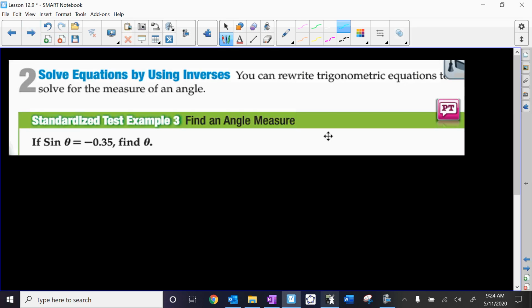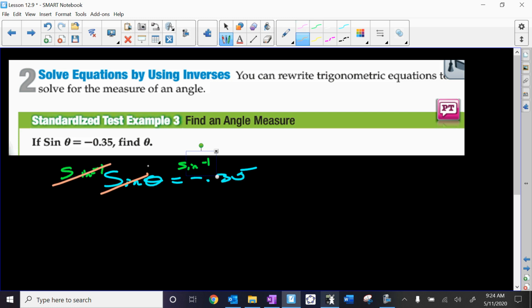For this one, it wants you to find an angle measure. So if it says if sine of theta equals negative 0.35, find theta. We've done this before. If I have sine of theta equaling this, you're trying to get theta by itself. So in order to get theta by itself, we need to take the inverse sine on both sides. When we take the inverse on both sides, sine inverse cancels with sine, leaving us with just theta equaling the inverse sine of negative 0.35, which you can plug into your calculator.